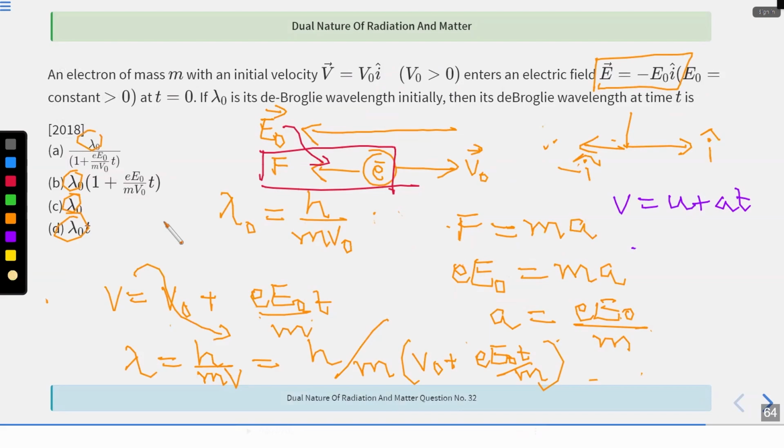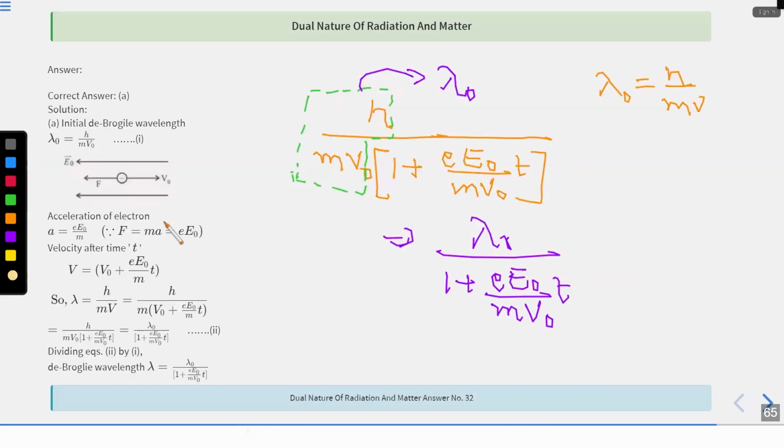Yeah, we calculated it to be lambda naught is equal to h by mv naught, right? So therefore, we'll just remove this out and then we'll write it as 1 plus E naught by mv naught into t. So here we are adding v naught in the denominator because it has to get cancelled to get back into the original form.